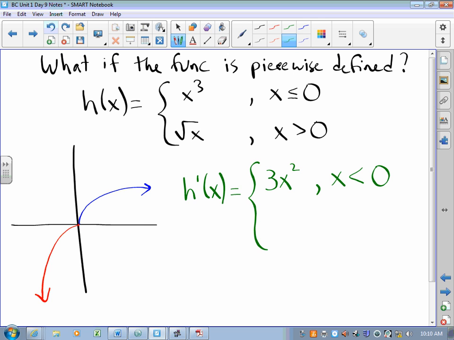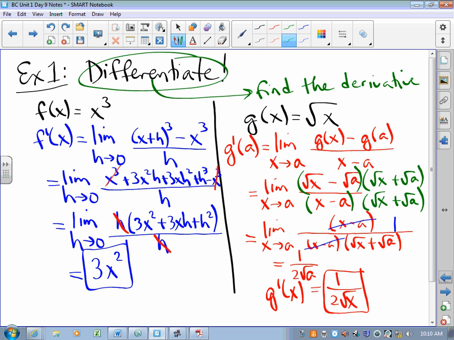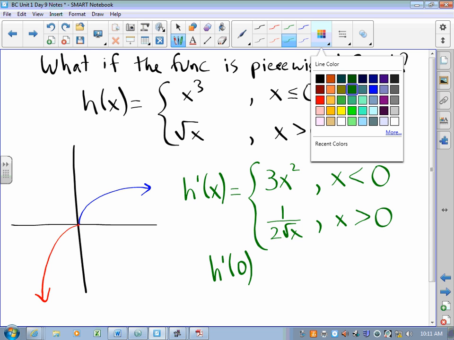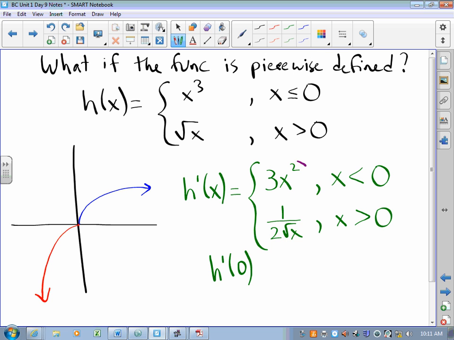On the blue side, the derivative of radical x was 1 over 2 radical x, and that will be the derivative for x greater than 0. So the question is, what is h prime of 0? Well, if h prime of 0 exists, then the derivative when I substitute 0 here has to equal the derivative when I sub in 0 here. And guess what? They don't. And since they don't, h prime of 0 does not exist.